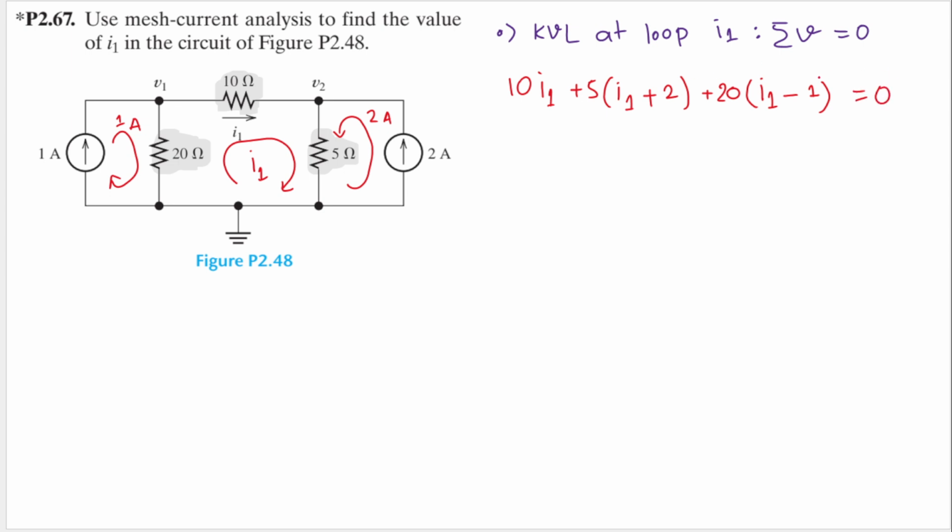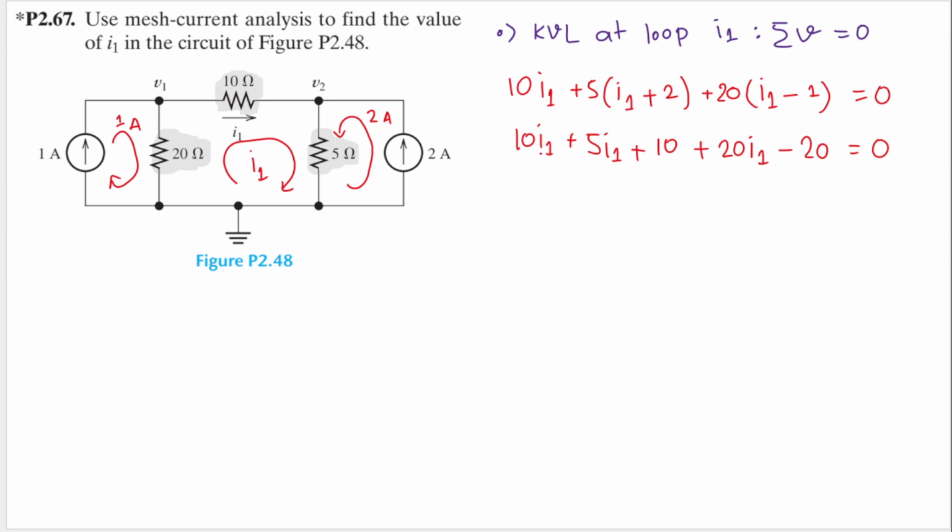Maybe let's do some algebra here. So we will have 10I1 plus, let's distribute this, 5I1 here. And then 5 multiplied by 2, that is 10, so plus 10 here. And then plus 20 multiplied by I1, so 20I1, and then 20 multiplied by minus 1, so minus 20. All of that will equal 0.